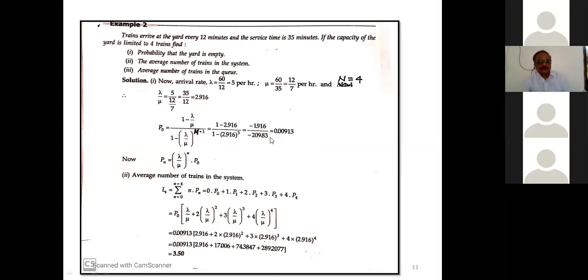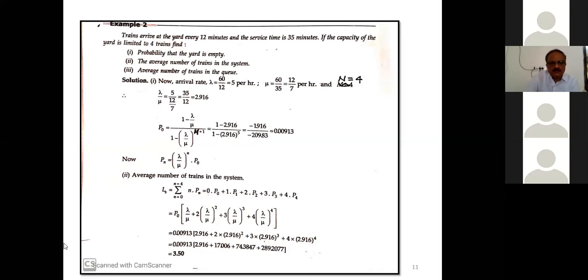Now, if I want to find out specifically the possible number of trains in that particular yard, then it becomes Pn equals lambda by mu to the power n into P0, right? P0 is already calculated, so just substitute the value of P0 in this equation. The second question is to find out the average trains in the system.